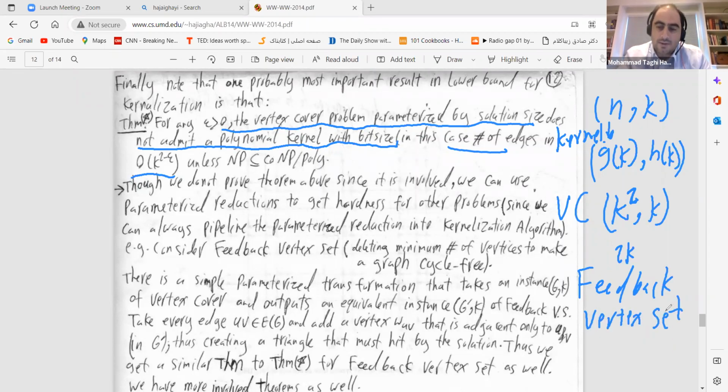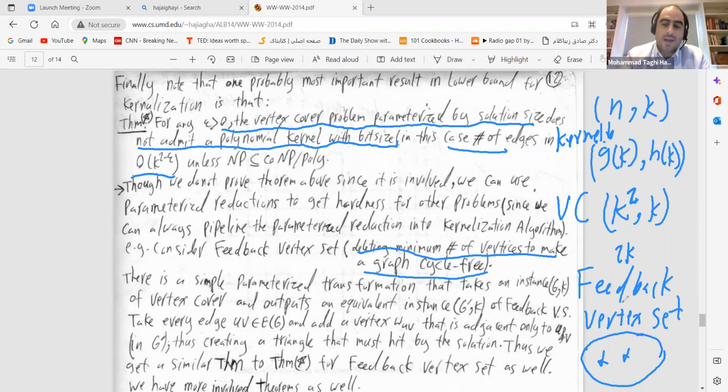So what is the feedback vertex set? The feedback vertex set is that you are given a graph and you want to delete a set of vertices such that the graph does not have any cycle. Good. So in the vertex cover, you wanted to select a set of vertices such that each edge has one of its endpoints in the set. Here, you want to delete the minimum number of vertices to make a graph cycle free.